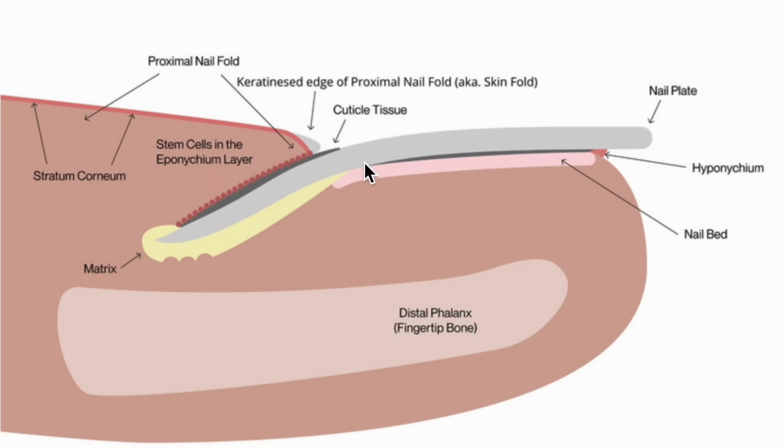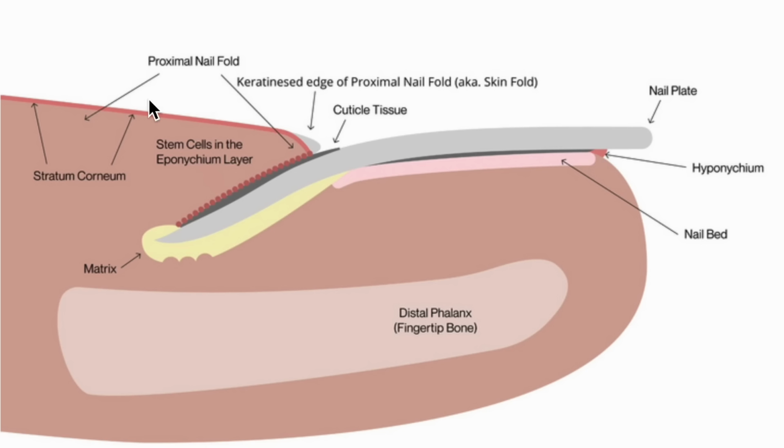So the nail plate is the nail that we paint, so the gray part on this diagram. So the nail bed is the part that bleeds if your nail breaks very low. And there are two seals that are important when it comes to the topic of extending your nail bed. And one is hyponychium, so this is the orange little part. So that's the seal at the front of the nail.